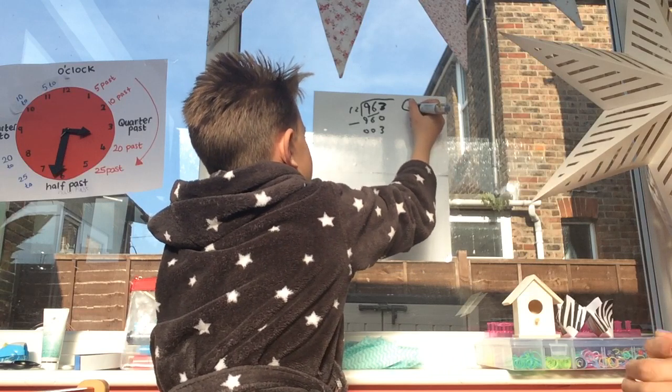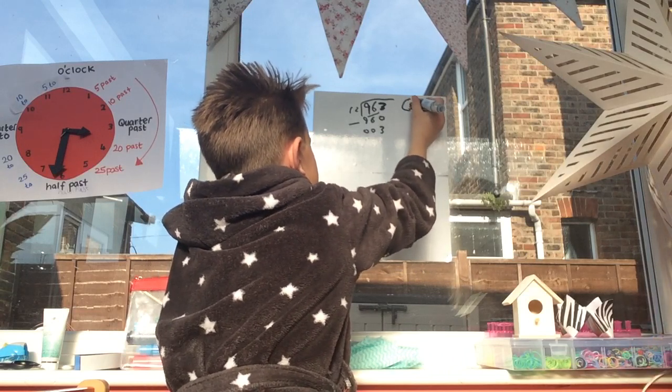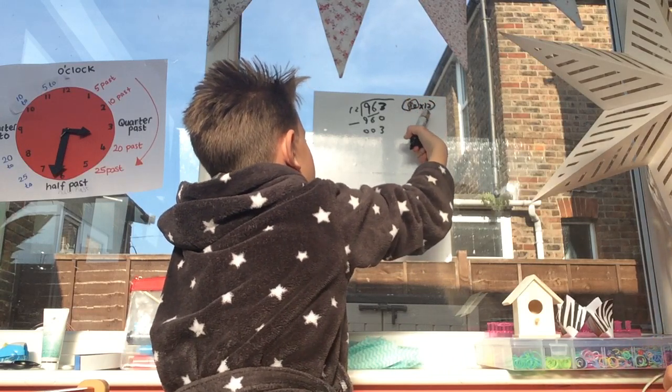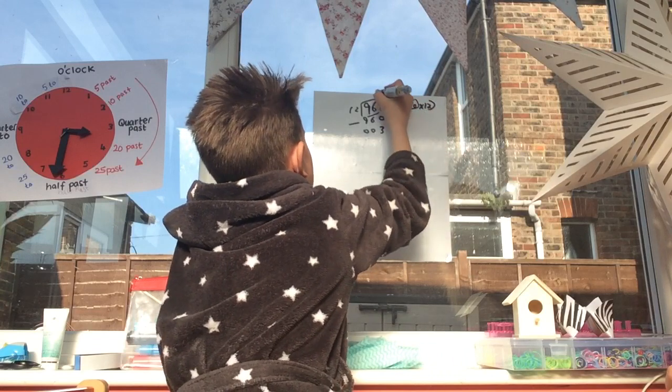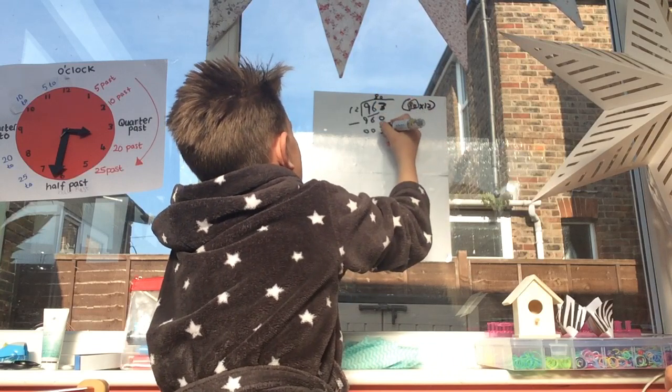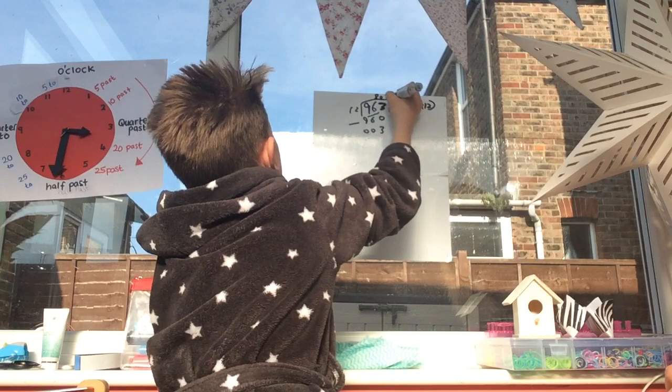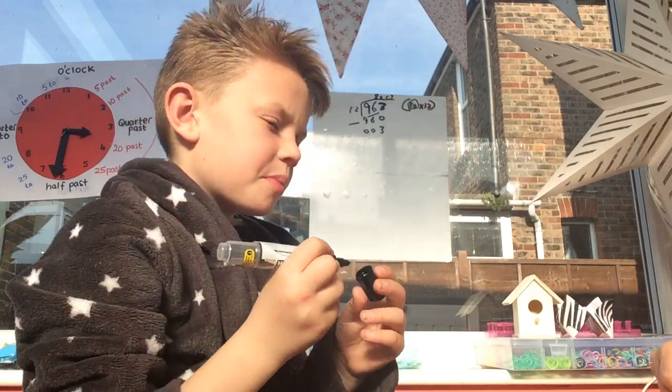And then to find the answer, we look at the number that we multiplied from 12, and we go, oh, 80. Then we get our remainder 3, so R3. Lovely. 80 remainder 3. Good.